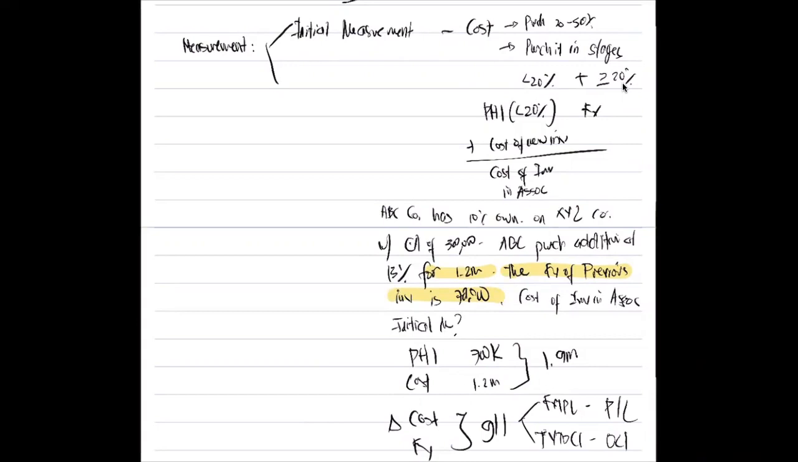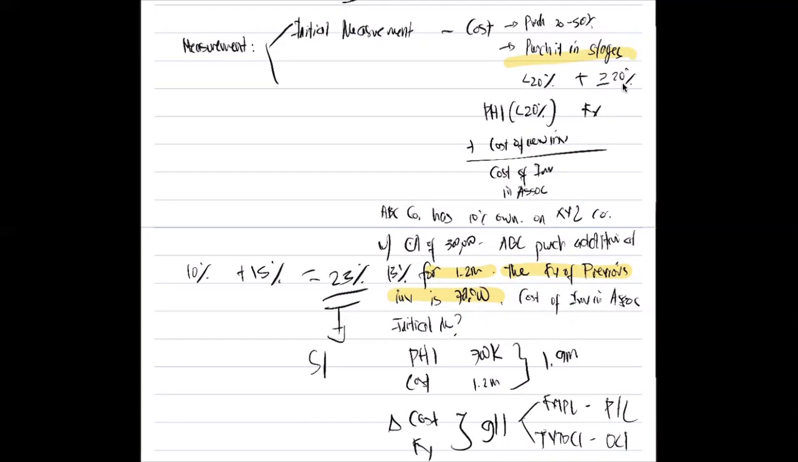When can we say that you purchase it in stages? If ever you have less than 20% ownership and then you purchase additional, which gives you now more than 20%. So here in our example, you have initially 10% ownership, and then you purchase additional 15% ownership. Therefore, you now have 25% ownership, which gives you significant influence.